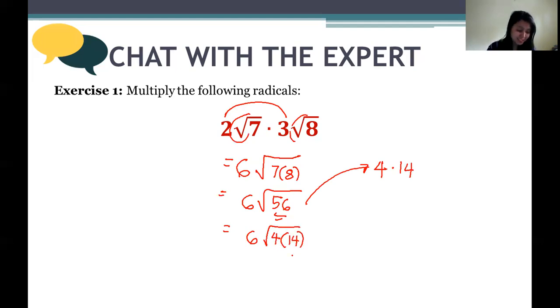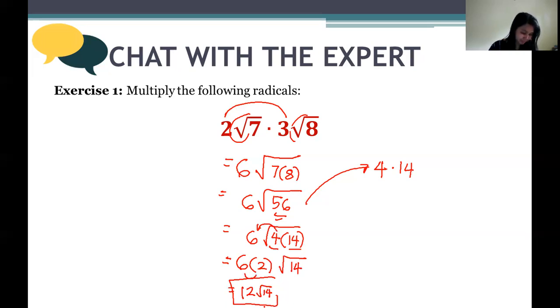Then we need to simplify that. How to do it? So what's the square root of 4? That's 2, right? So we let 2 go outside. Next, square root of 14. You could no longer simplify that. So you just write square root of 14. Let's simplify. 6 times 2 is 12. Copy square root of 14. So the answer is 12 square root of 14.